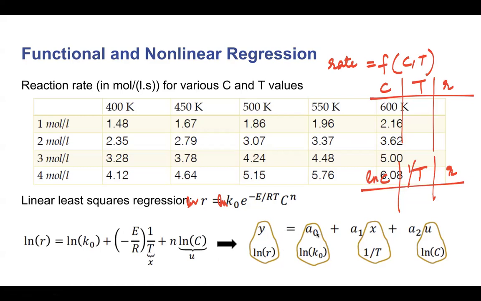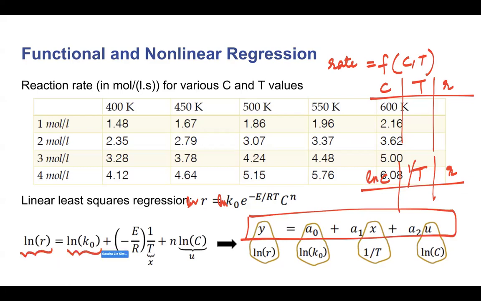So now it will come like this: y is equal to a0 plus a1 x plus a2 u. This is your linear equation, right? Here, what is y? y is ln R. a0 is what? That is ln k0. x is what? That is 1 by T. u is what? That is ln C.